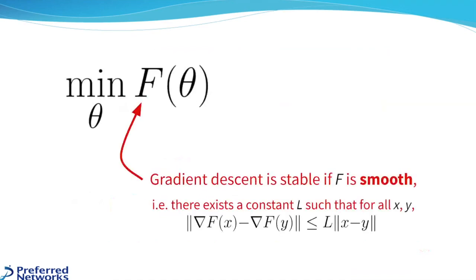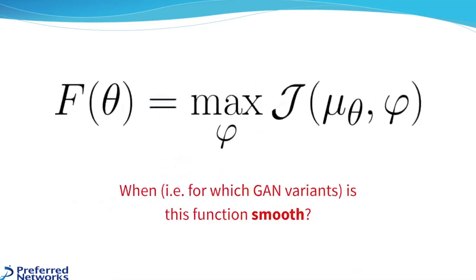Therefore, we can analyze the behavior of gradient descent using some classic optimization theory. In particular, we rely on this fact that gradient descent is stable if f is smooth in the sense defined here. This leads us to a natural question. Which GAN variants out there give us a function f that actually satisfies this smoothness property?